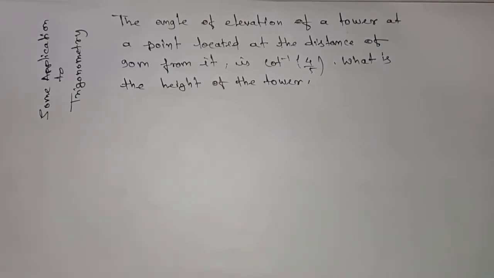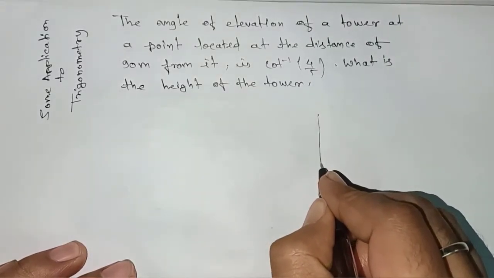Mr. Student, here we have a problem related to an application of trigonometry. How to solve it? The angle of elevation of a tower at a point located at a distance of 90 meter from it is cot inverse 4 by 5. What is the height of the tower? So let's draw the tower here. Here we have the tower.